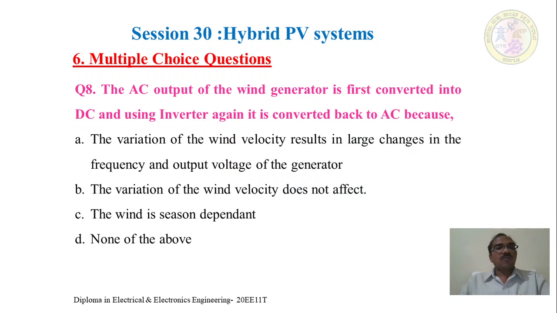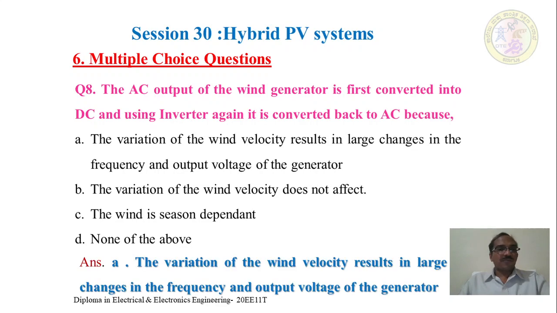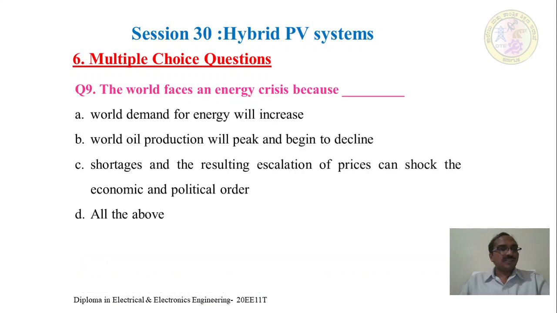The AC output of a wind generator is first converted into DC and using an inverter again it is converted back into AC. Why do we do this? Because the variation of the wind velocity results in large changes in the frequency and the output voltage. The other options are that the variation of wind velocity does not affect, the wind is season dependent, or none of the above. The answer is A, because the frequency and voltage changes are large.